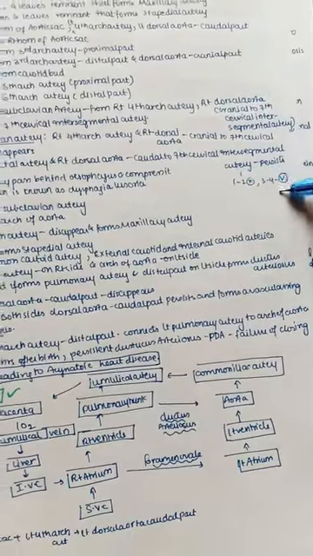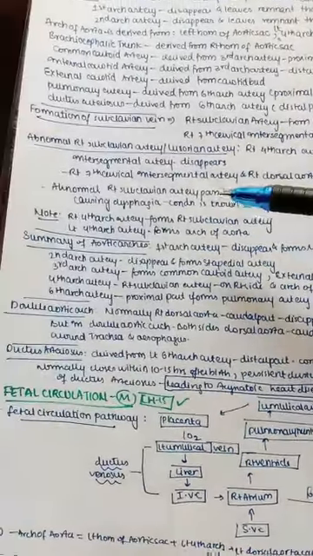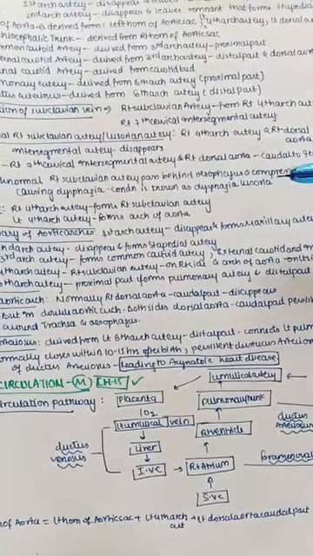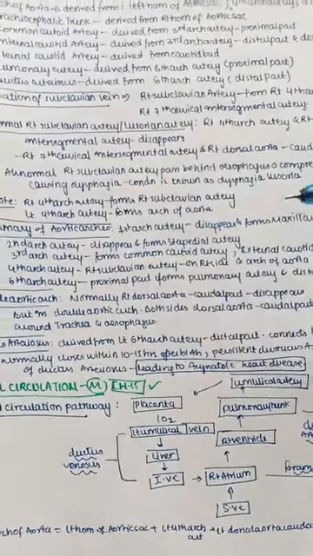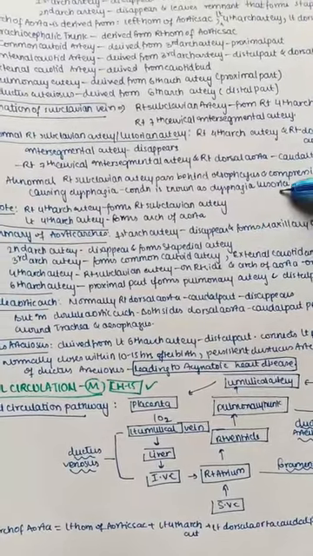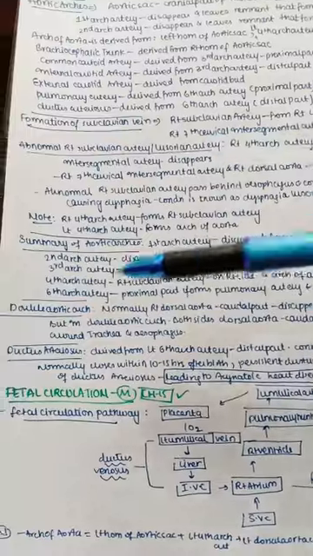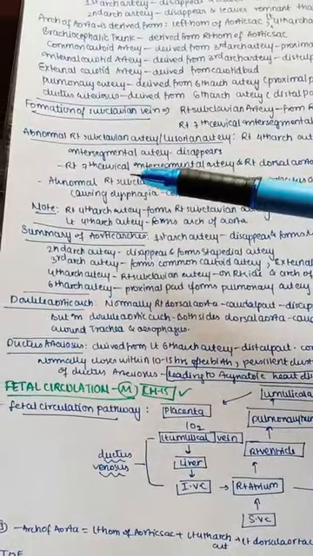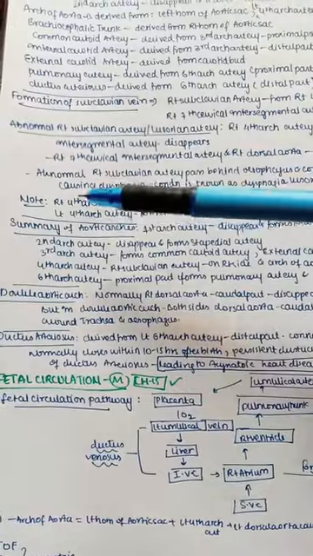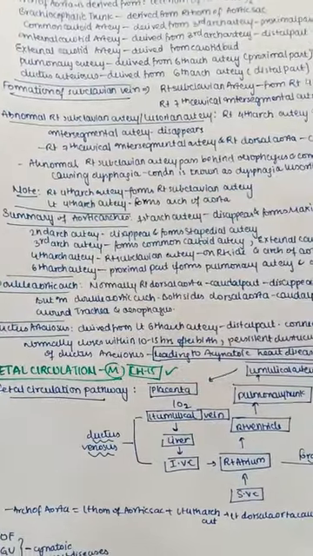The first and second are absent and the third and fourth persist. The abnormal right subclavian artery passes behind the esophagus and compresses it, causing dysphagia. This condition is called dysphagia lusoria because it is caused by the lusoria, that is the right subclavian artery. Note that the right fourth arch artery forms the right subclavian artery, but the same fourth arch artery on the left side forms the arch of aorta.